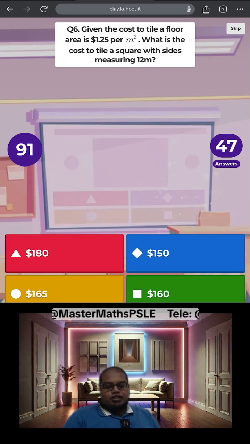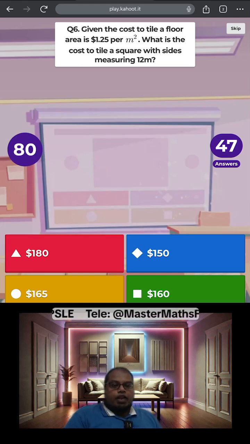Because it is a square, so what's the area of the square? And then if the cost is $1.25 per meter square, then how?